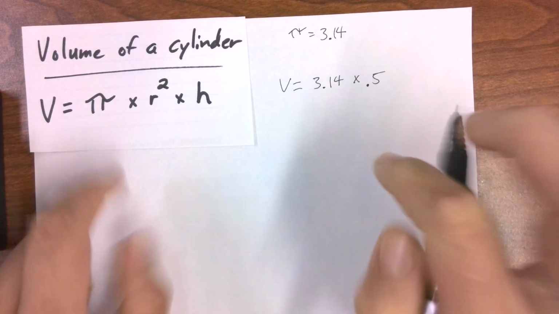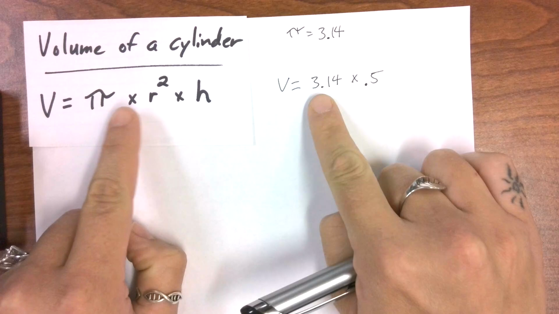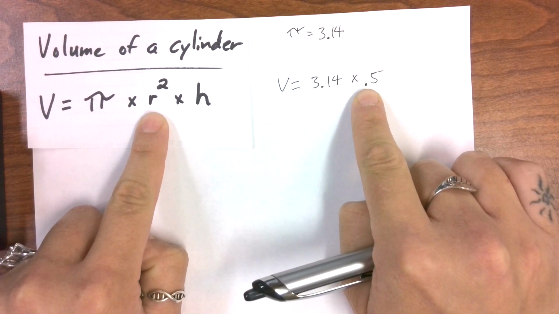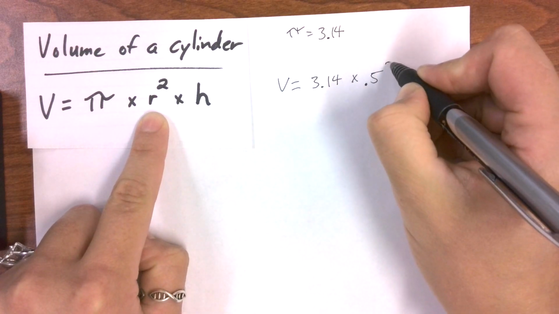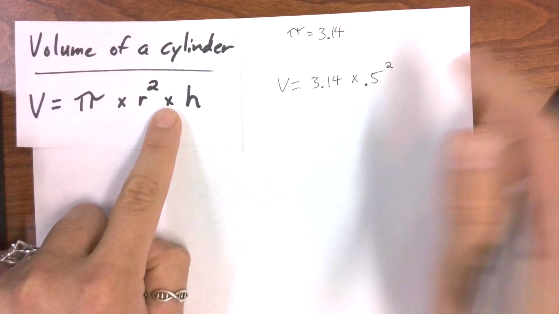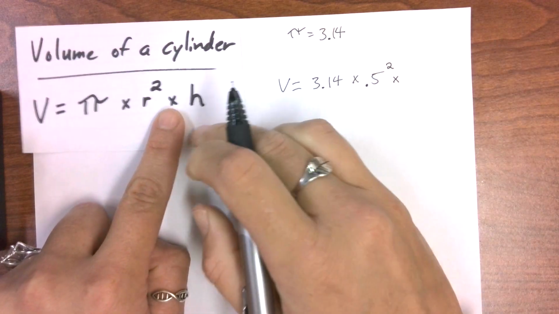Okay? So we've made it this far. We've got pi times radius squared. So here's 3.14 times the radius. Don't forget to square it. So we'll put our little square right there. And then we just have to multiply that by the height of the cylinder.